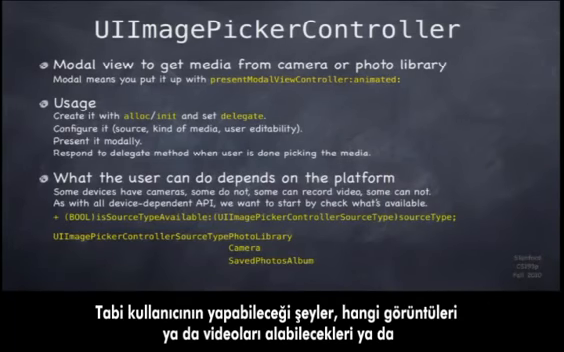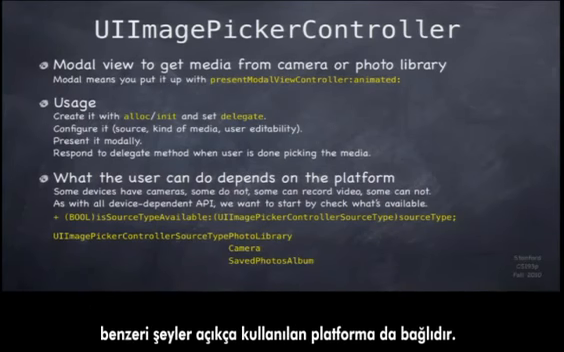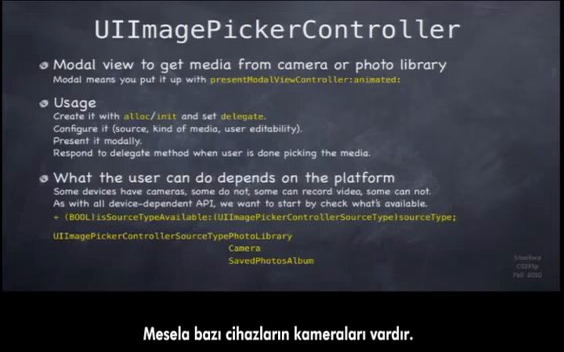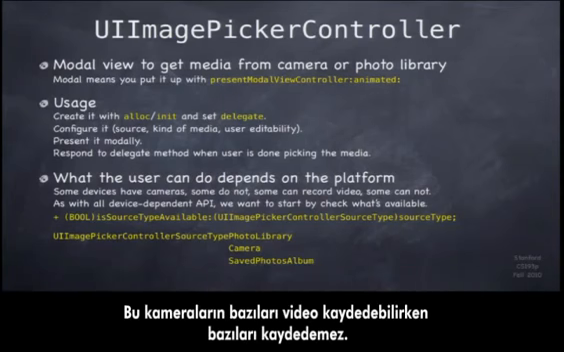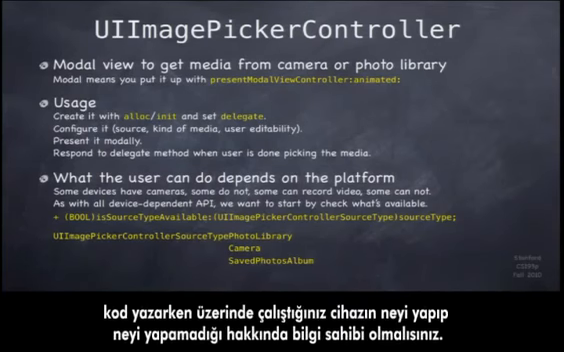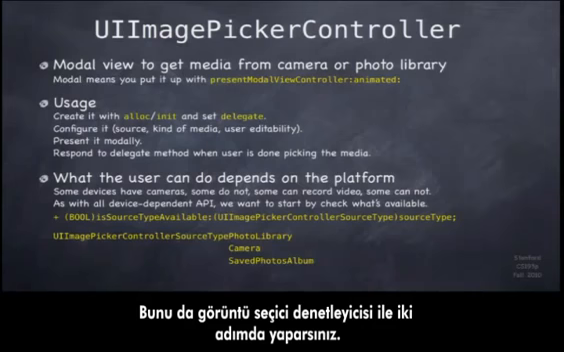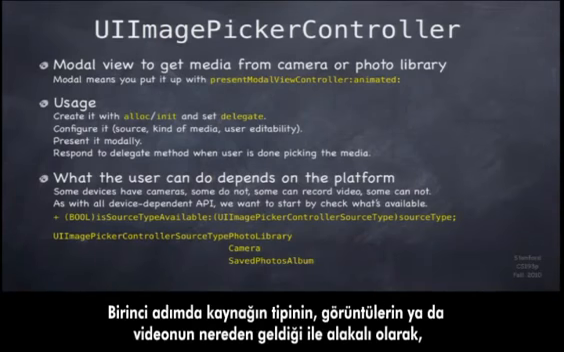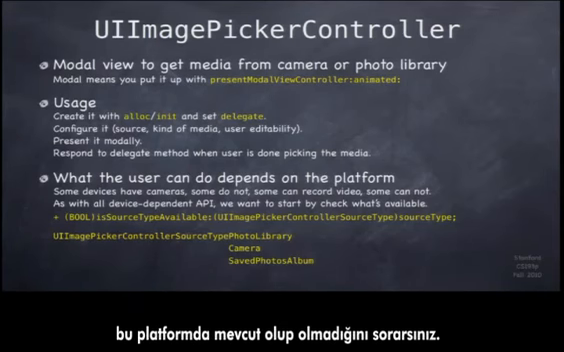Now, what the user can do, what images they can get, or what video they can get, obviously depends on the platform. So some devices have cameras, some devices don't. Some of those cameras can record video, and some can't. So you need to, just like all these other APIs, core motion, core location, one of the first things you always need to do in your code is find out what the device you're on can do. Okay? And you do that in two steps, really, with the image picker controller. The first is you ask whether the type of source, meaning where the images or video is going to come from, is available on this platform.